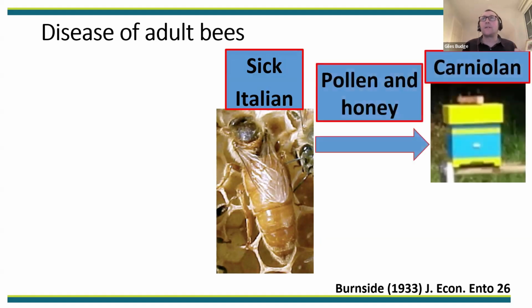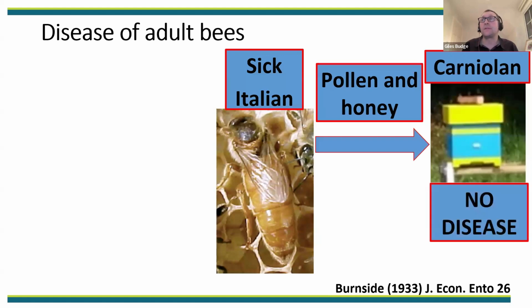Okay. And the first thing that they did was to move over pollen and honey, whole frames of them, into colonies that were headed by Carniolan queens that actually were local and didn't have any disease that was being shown. And they wanted to see whether or not, having moved over that source of inoculum, those colonies that were healthy would start to show disease symptoms. Interestingly, no disease was found.